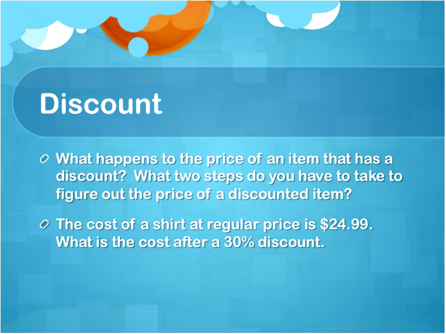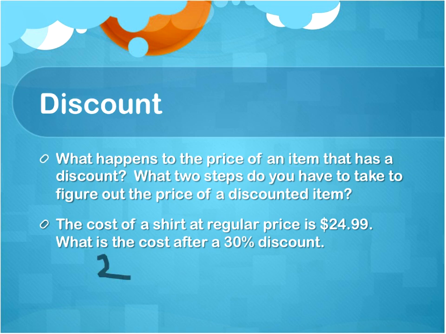So the two steps that you have to take are, you have to figure out the discount, and then you have to subtract it from the original price. And that's really important to remember. All right? So we've got an example here. The cost of a shirt at a regular price is $24.99. What is the cost after a 30% discount?